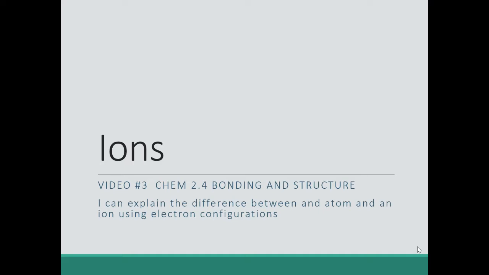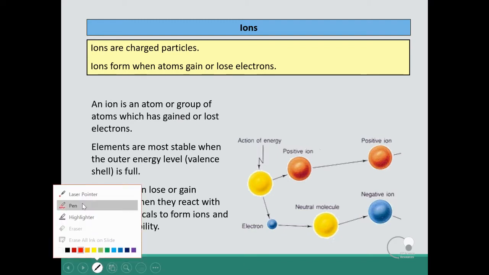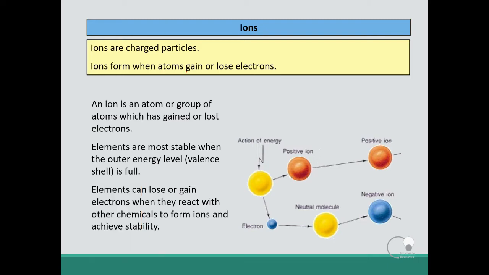The learning objective is to be able to explain the difference between an atom and an ion using electron configurations. So what is an ion? Ions are charged particles. They form when an atom of an element either gains or loses electrons. An ion is an atom, or it could be a group of atoms, which has gained or lost electrons.